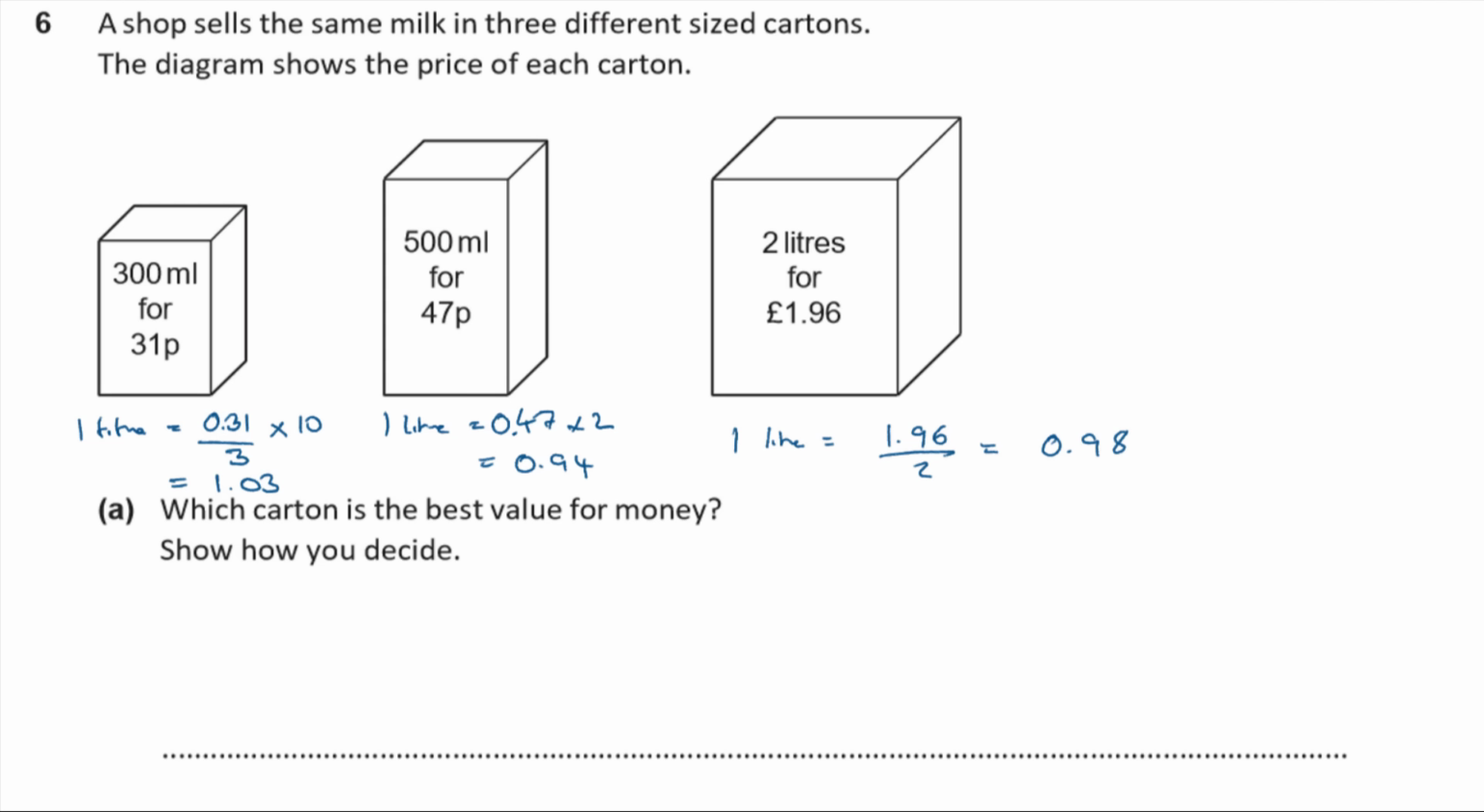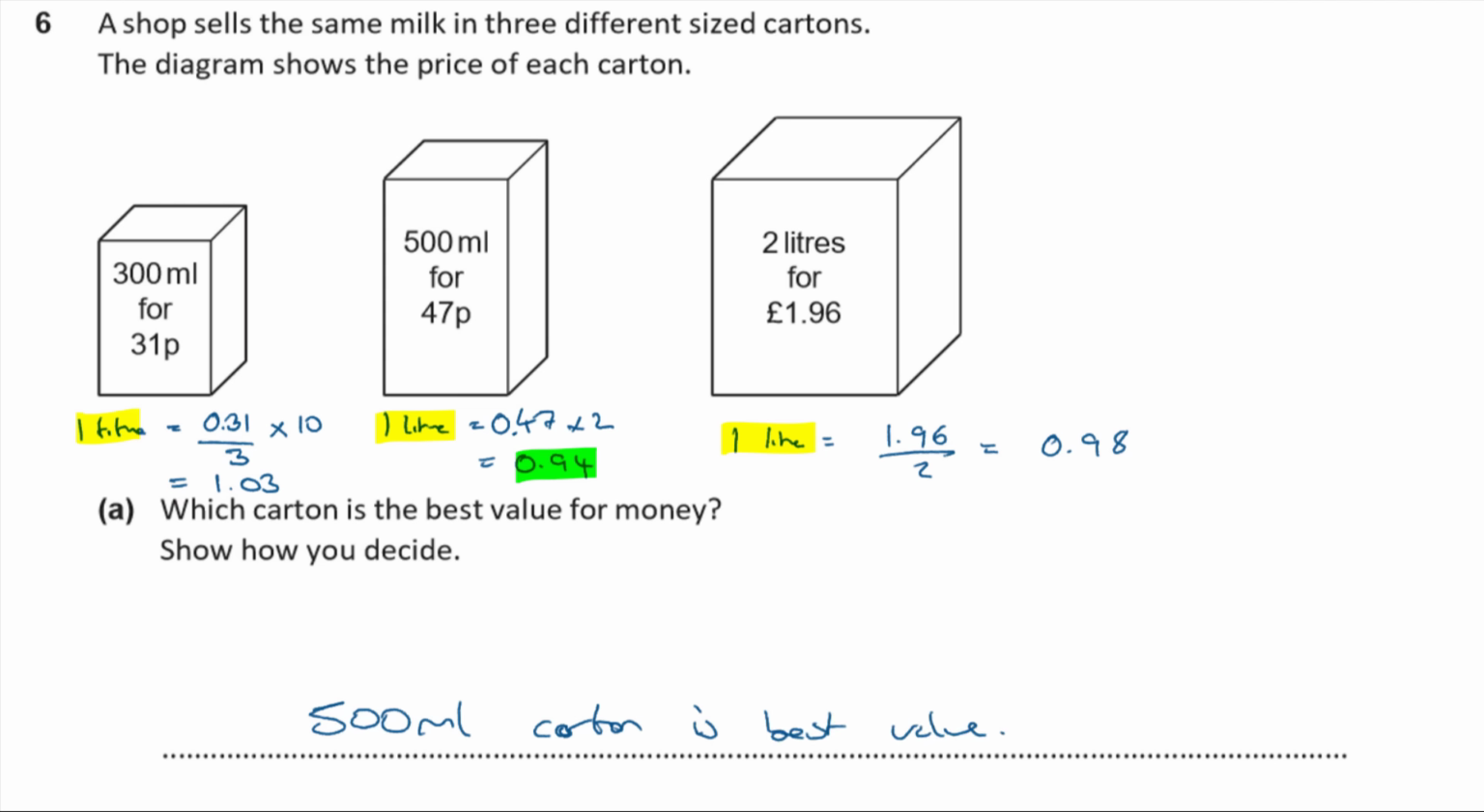Okay, so you can see now, because I've got the same amount for each one, 1 litre there, 1 litre there, 1 litre there, I can compare the prices quite easily. So I can see here that the best value for money is that one there, isn't it, 94 pence. Okay, so which carton is the best value for money? 500 millilitre carton is best value.